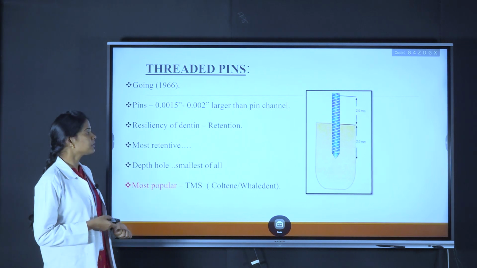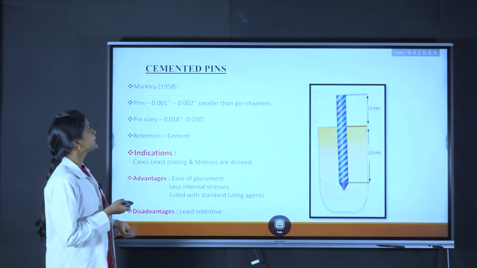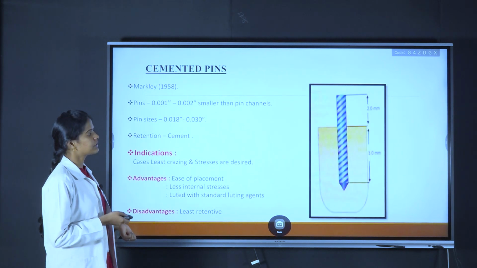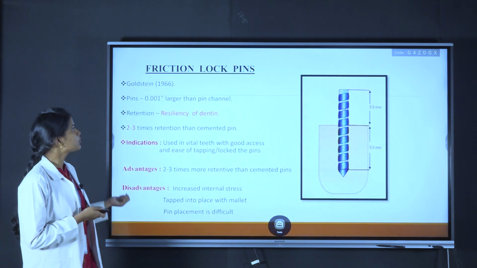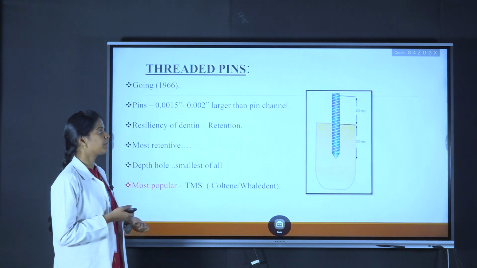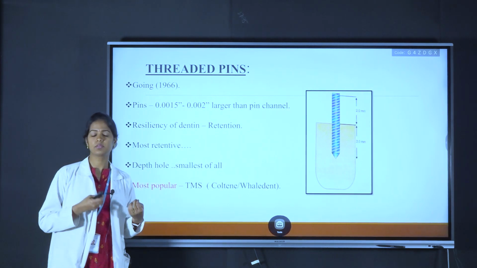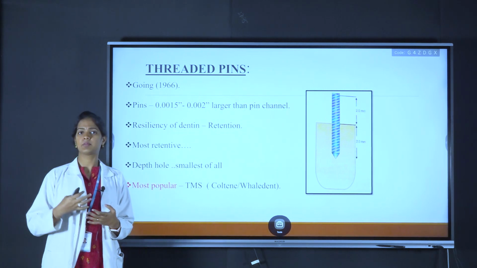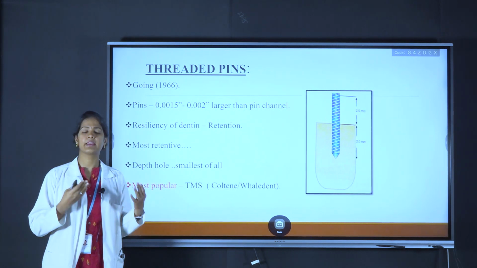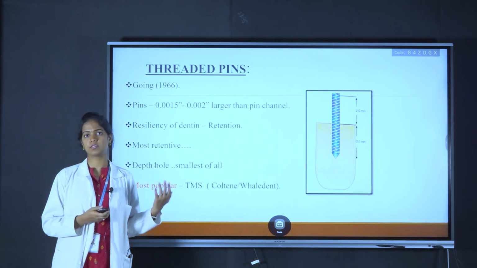Coming to the depth of the pinhole, if you see in the previous types of pins, the depth of the pinhole is about 3 mm. Coming to the friction lock also, it is about 3 mm. But coming to the threaded pins, the depth of the pinhole is only 2 mm. So obviously the chance of perforation into the pulp chamber, or the chance of any symptoms that the patient develops, is less in the case of these threaded pins.